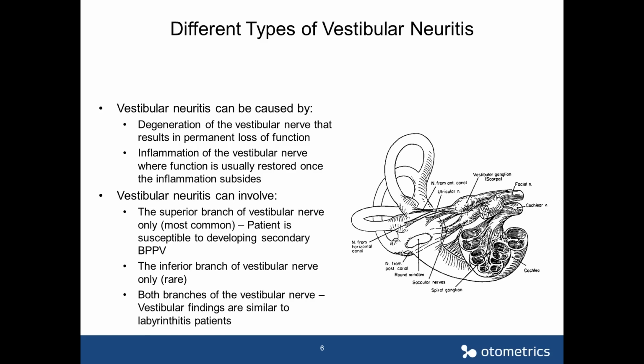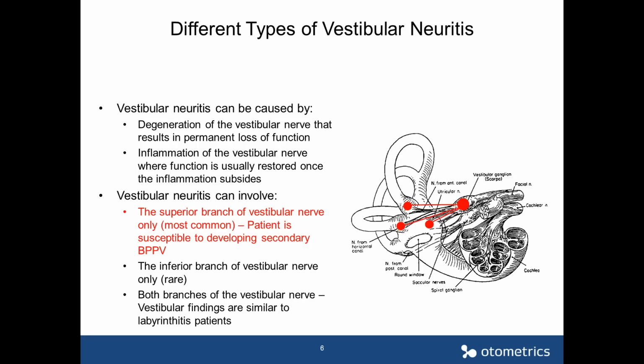Also, vestibular neuritis can affect different branches of the vestibular nerve. As you know, the superior branch of the vestibular nerve receives information from the lateral canal, the anterior canal, and the utricle. So if this branch of the vestibular nerve is affected, you'll get patients who have an intact posterior canal pathway, so that's why these patients are susceptible to getting secondary BPPV.